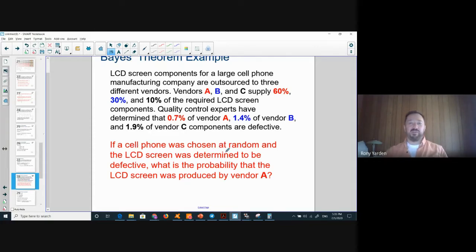So now the question is that if the cell phone was chosen at random, now you have a bunch of cell phones, they're all mixed. You don't know which one screen comes from which vendor. You mix them all up. And the LCD screen was determined to be defective. What is the probability that the LCD screen was produced by vendor A? Okay, so this is the question.